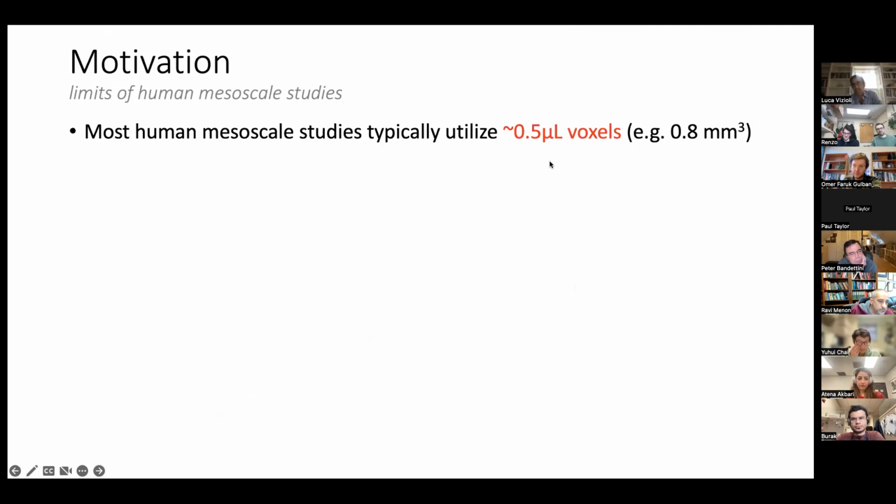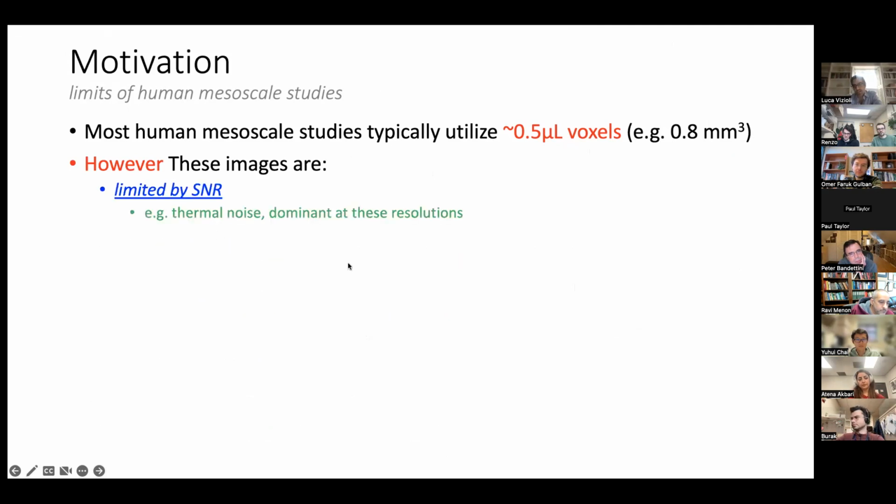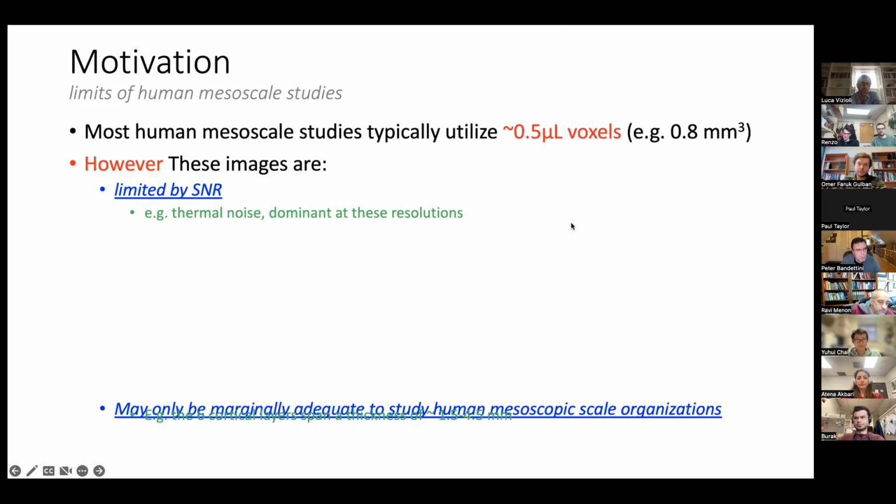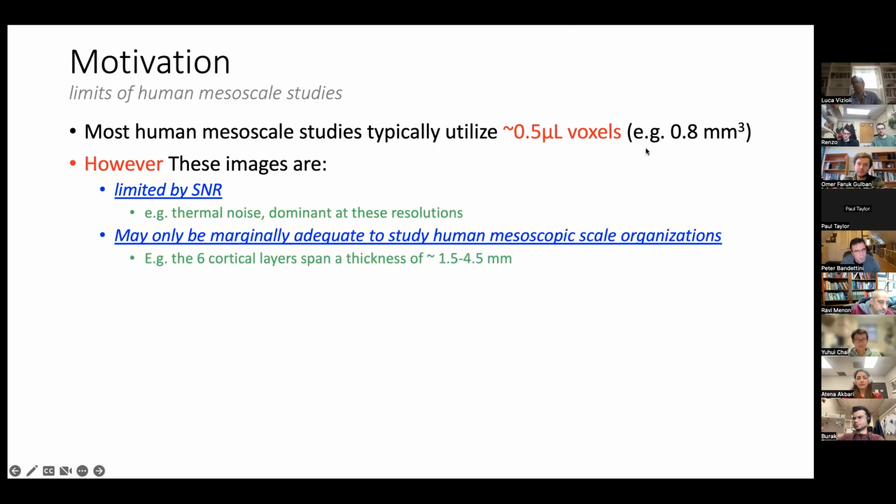Most human mesoscale studies typically utilize 0.512 microliter voxels, which corresponds to 0.8 isotropic voxels. However, even at this resolution, images tend to be limited in SNR. We know that thermal noise is dominant at these resolutions. And while many studies have been successful, this resolution may only be marginally adequate to study human mesoscopic scale organization. If we think, for example, that we have at least 6 layers across the cortical ribbon, and the cortical ribbon spans anything between 1.5 and 4.5 millimeters, it becomes evident that 0.8 may not be enough to capture subtle modulations across layers.